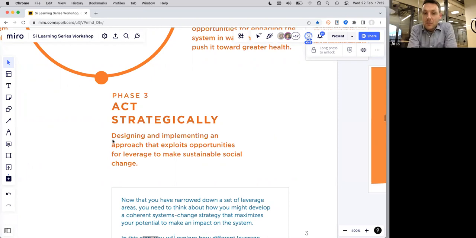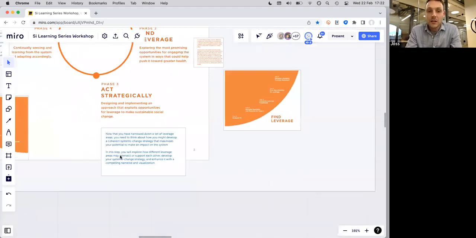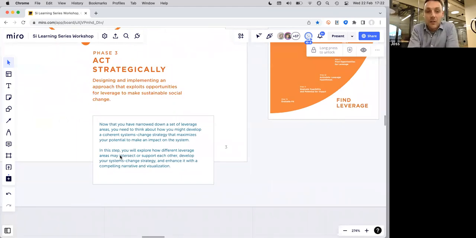Okay, so this is where they're designing and implementing their approach to intervening. Now that you have narrowed down a set of leverage points, you need to think about how you might develop a coherent systems change strategy that maximizes your potential to make an impact on the system.